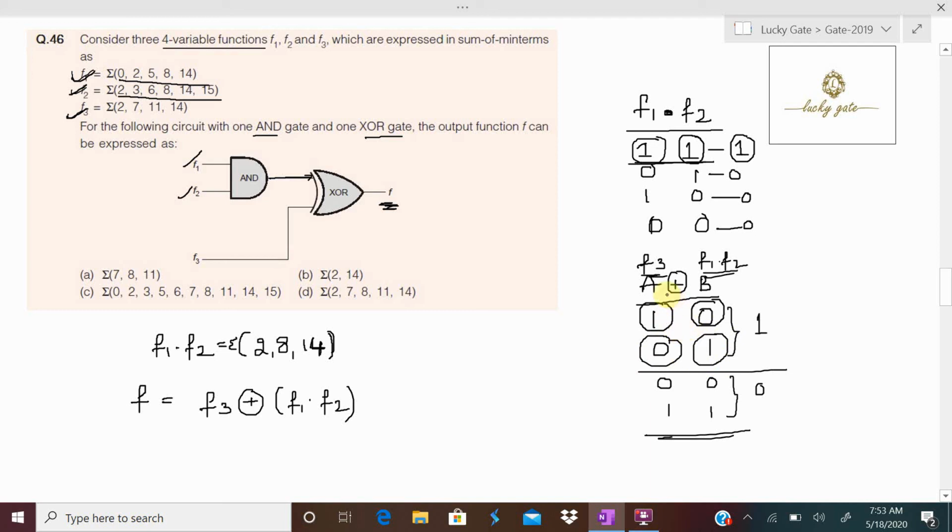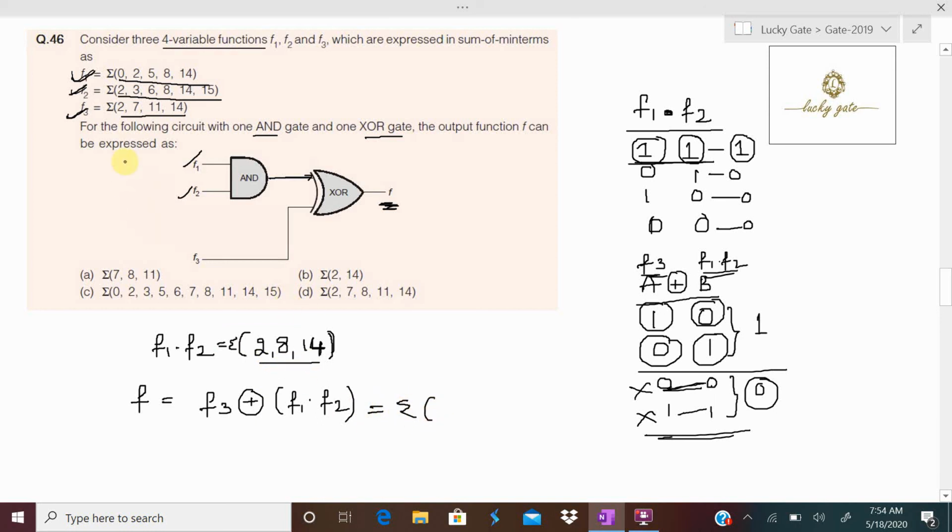It means we have to exclude the common terms. If f1 and f2 have the same, it is to be excluded. If both are 0, excluded, and 1 also excluded from the output because it is going to give 0. So common things you have to exclude. Now observe what is f3. f3 is 2 7 11 14. What is f1 dot f2? 2 8 14. So it is going to give sigma.